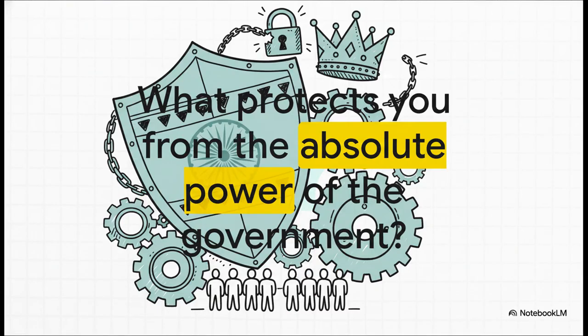So let me start with a pretty big question. In any country, the government, what the Constitution calls the state, has a massive amount of power. So what's to stop that power from just running wild? What shield do you, as an individual citizen, actually have against all that?